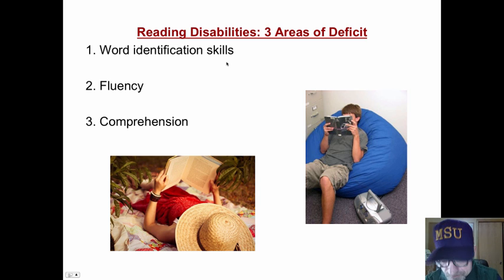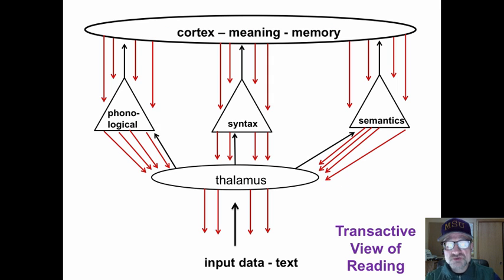That's why it is so important that we have an adequate diagnostic, that we don't use standardized tests. Instead, we use some form of a reading diagnostic assessment or an informal reading inventory. Now, this is the transactive view of reading based on the latest research in neurocognitive psychology. Reading is creating meaning with print.